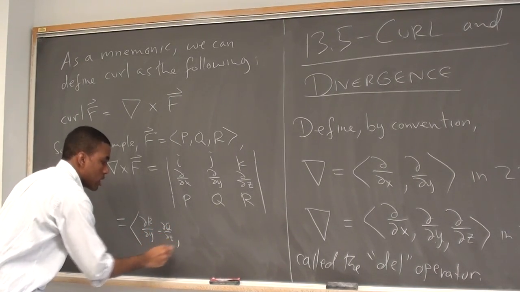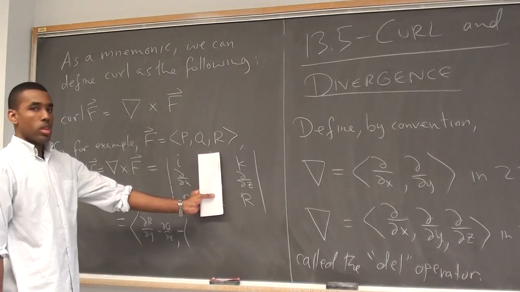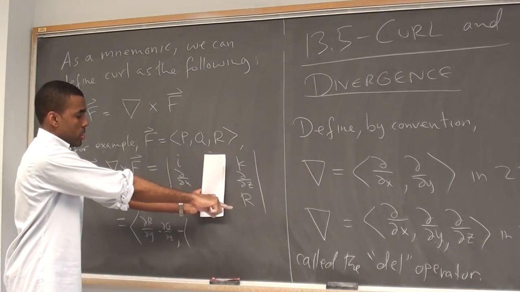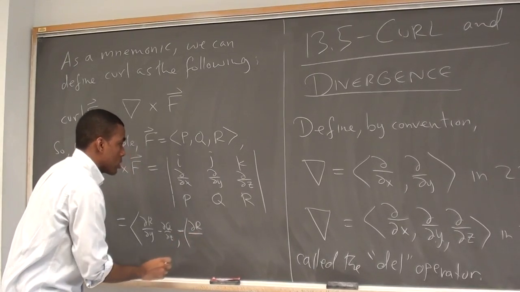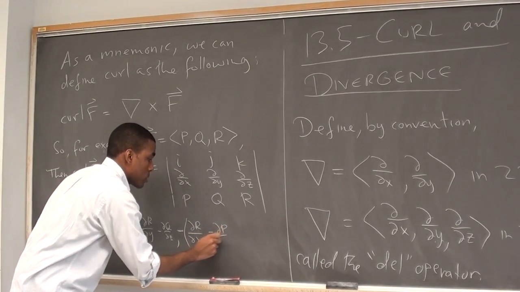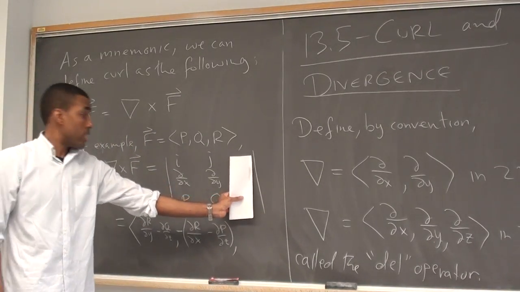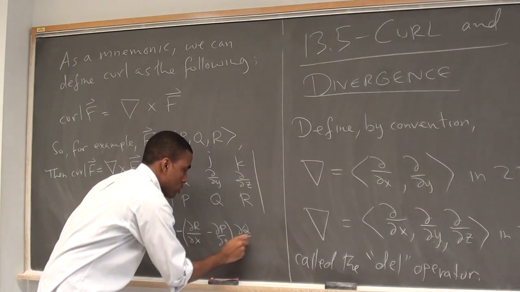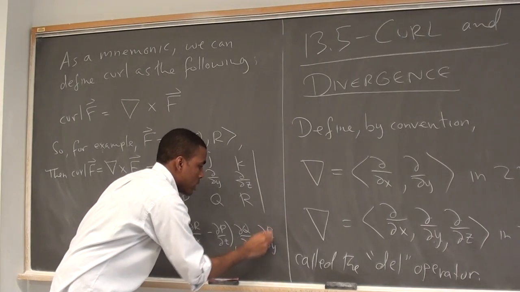For the second, j's component, you always put a negative. You cover up the middle component and you do the same thing: this times this minus this times that. So it's partial of R with respect to x minus partial of P with respect to z. The final component, you cover up the final column: this times this minus this times that. Partial of Q with respect to x minus partial of P with respect to y.